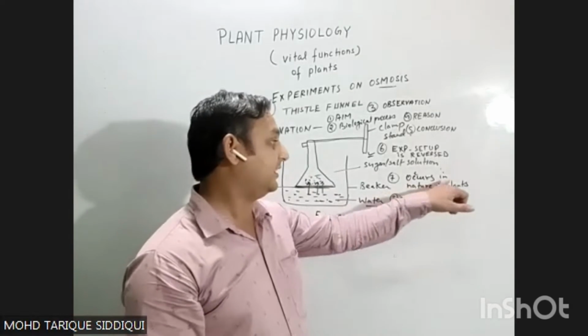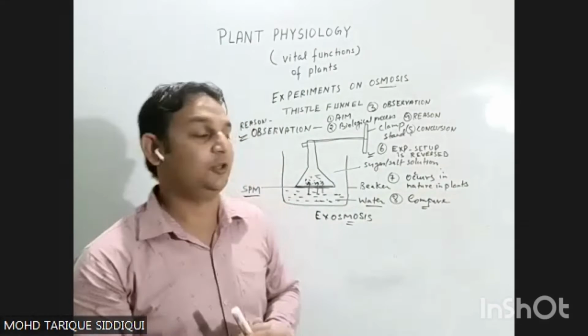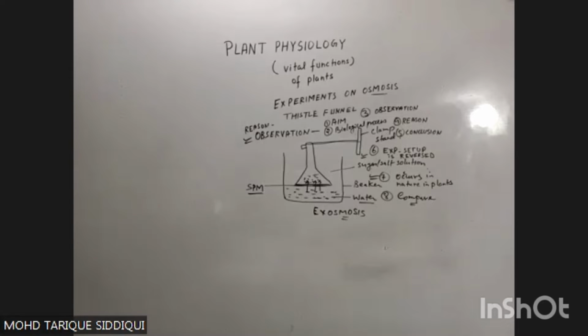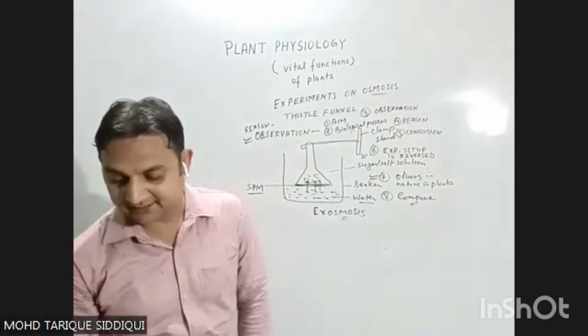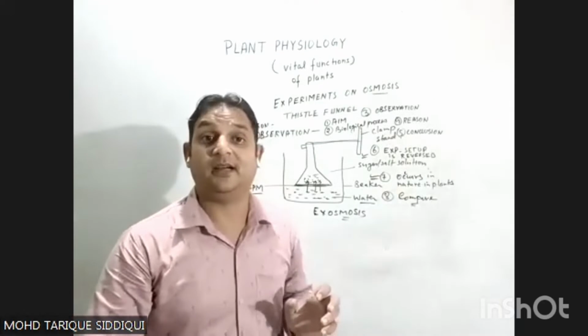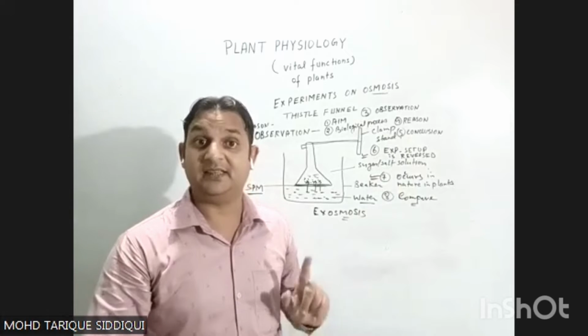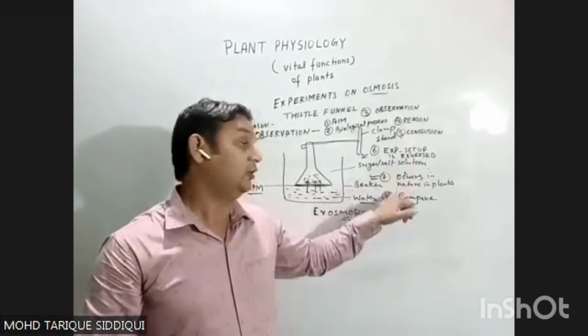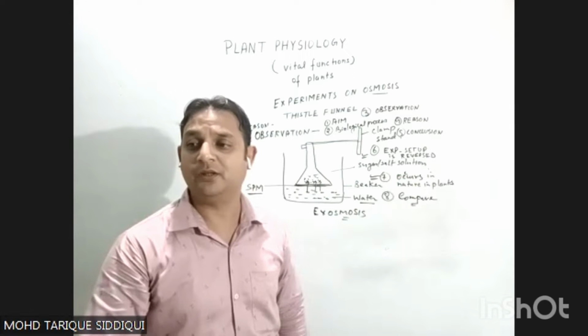Now, where does this occur in nature? So question number 7, what was that? Where does this process occur in nature in plants? In nature, in plants, in root hairs.